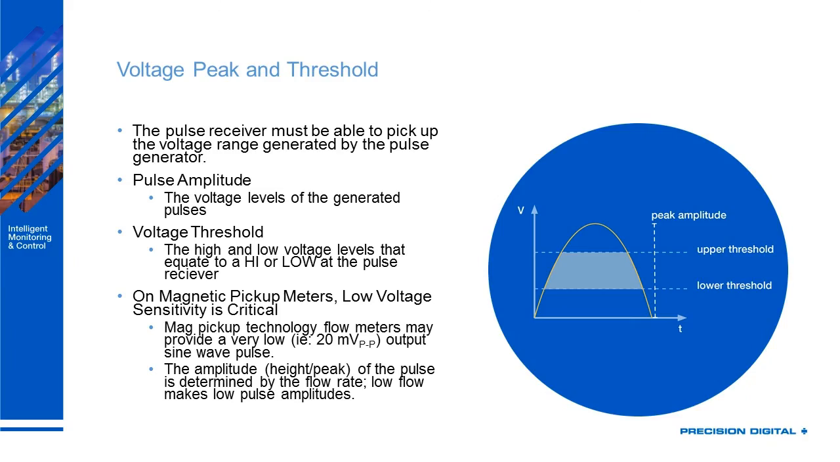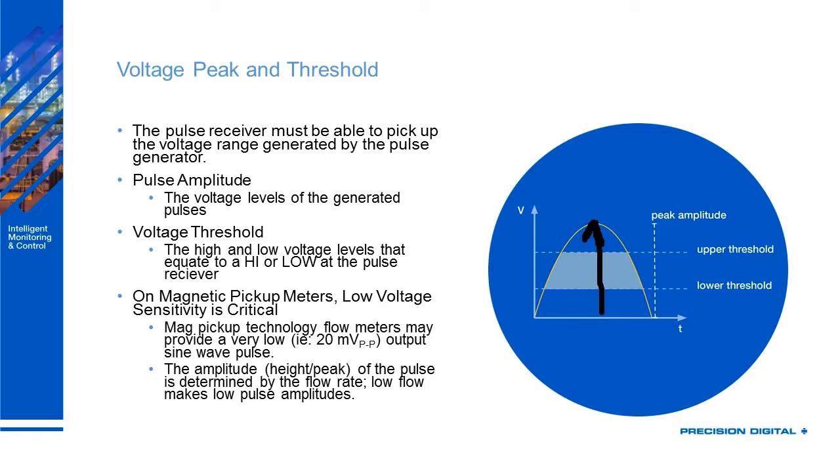The other key specification you need to understand are the voltage peak and threshold of your devices. The pulse receiver needs to be able to pick up the voltage range being generated by the pulse generator. And that really has to do with that pulse amplitude concept. The amplitude being the height of the voltage pulse being generated. The pulse generator is going to have some kind of a specification that says what its voltage peak is for its pulse, or what its voltage peak to peak is for its pulse.